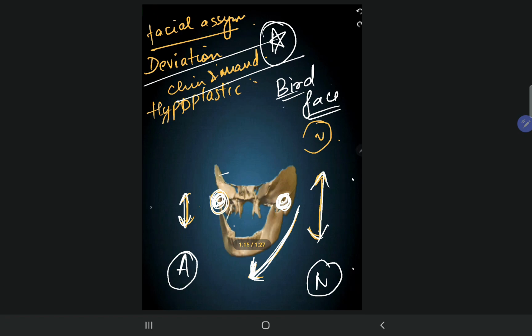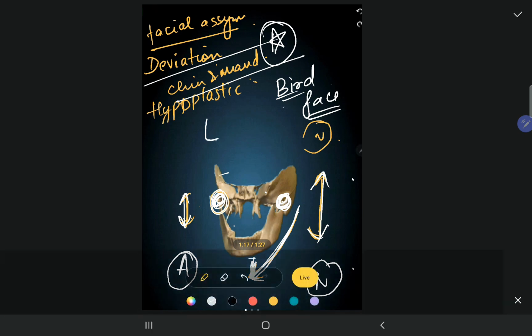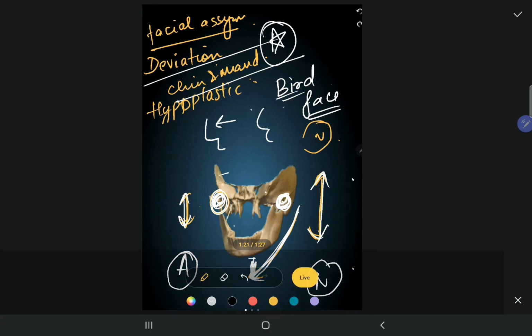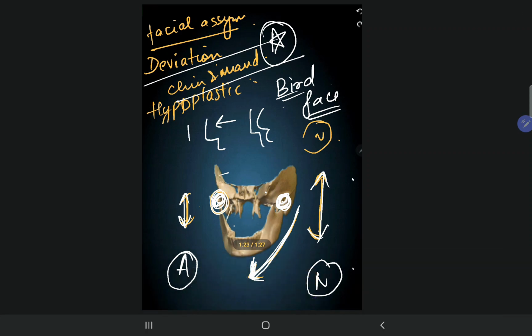Since the mandible is receded, see guys, in ortho what we have studied is, these are the maxillary teeth. If the maxillary teeth are way up front of the mandibular teeth, this type of face, if this is the upper lip and this is the lower lip, if we see this kind of facial profile, that is a class 2. Class 3 is when the mandible is ahead of the maxilla.